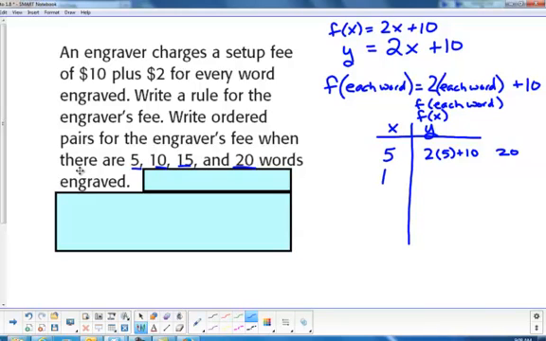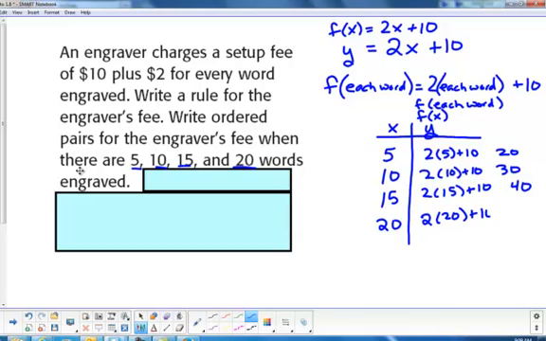10 words is 2 times 10 plus 10. So my answer is 30. 15 words is 2 times 15 plus 10. So my answer is 40. And 20 words is 2 times 20 plus 10. So my answer is 50.